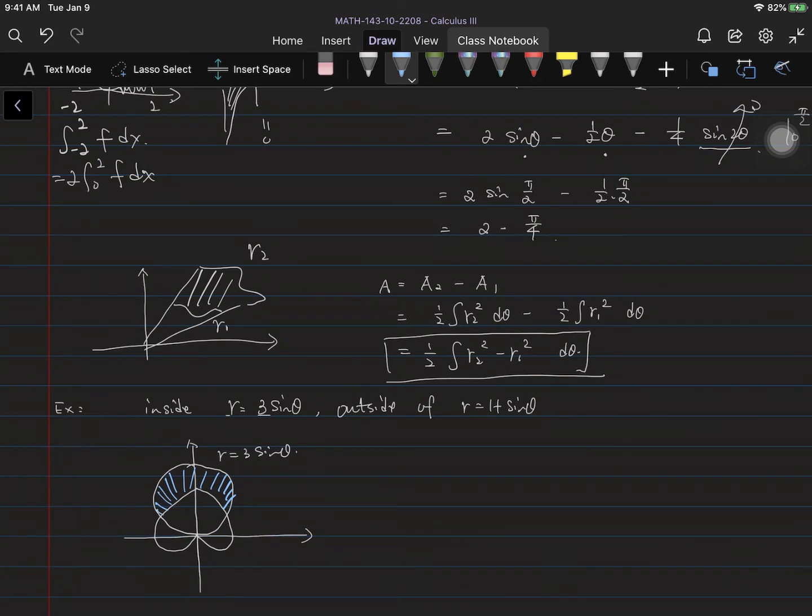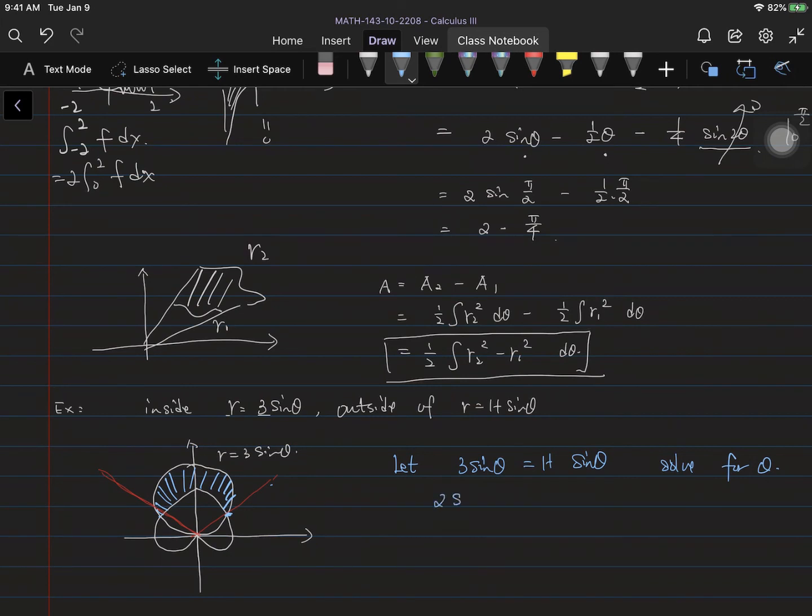Okay, so for this case, you can see the angle, we don't know what the angle is here. It's hard to see, right? So I'm going to draw like this and this. So we need to find those two angles. How to find those two angles? We set those two r equal to each other. So we let r2, 3 sine theta, equal r1, 1 plus sine theta, and solve for theta.